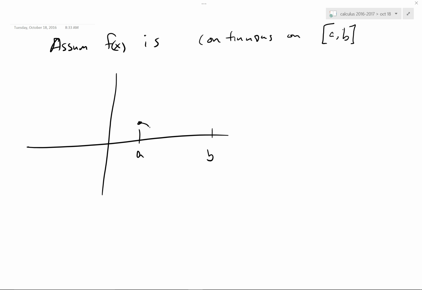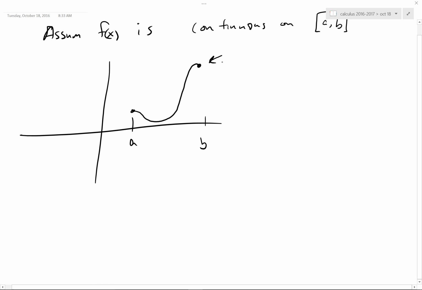Okay, but here's a function, up to there. Okay? This guy right here is the point b, f of b. This point, of course, is the point a, f of a. Okay? And the idea is this: somewhere between a and b, somewhere along here, there is a value which we will call c.